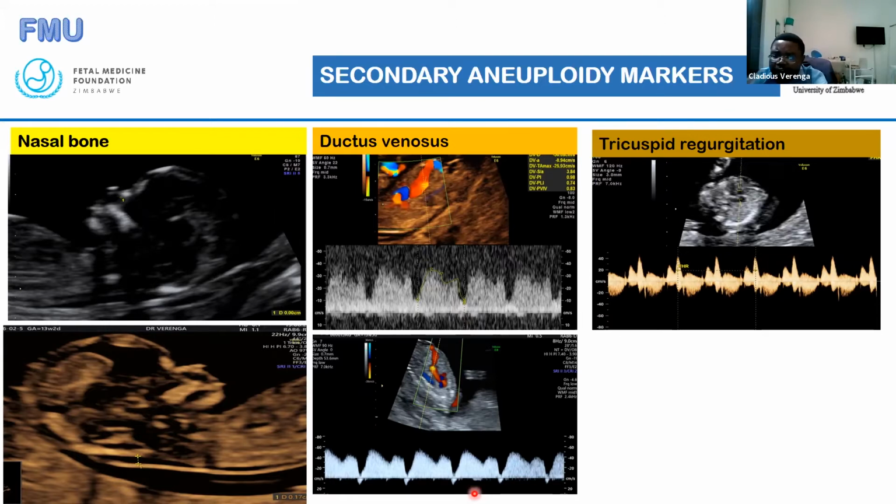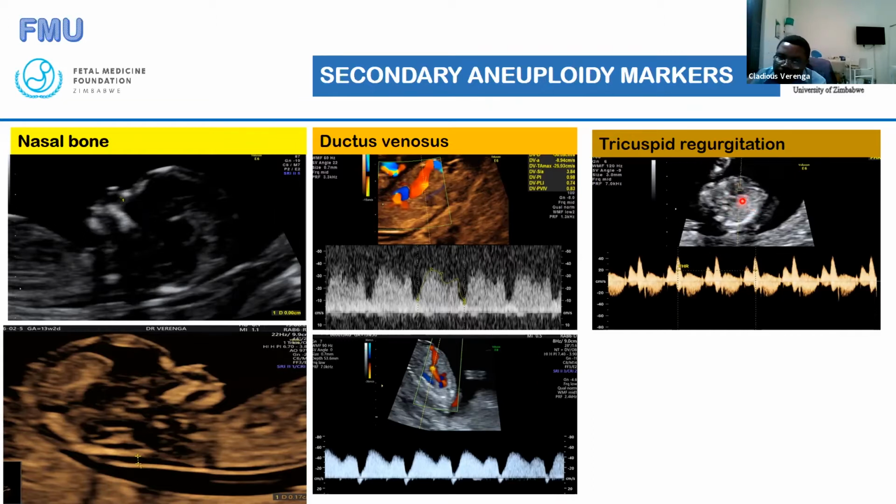And this is the tricuspid regurgitation, whereby if you are doing tricuspid regurgitation assessment, we want to put the baby's heart in the four chamber view. Then you go to the tricuspid valve. The tricuspid valve is the one on the right side of the heart. So we go on the tricuspid valve there. Then we put our pulse wave gate. We should get 3 millimeters, the pulse wave gate.